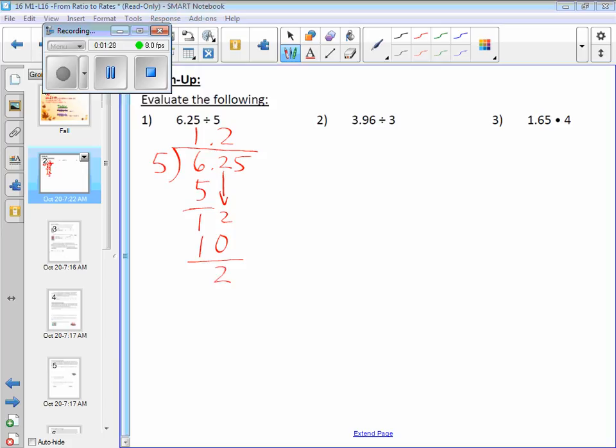A lot of kids, what they'll do is they'll take this and they'll put it up here and say, oh, it's 1.22. The remainder is not the decimal. You need to bring down numbers until it terminates. 5 into 25. Hannah. Are we done? No remainder and nothing but zeros to bring down. 1.25 is our answer.